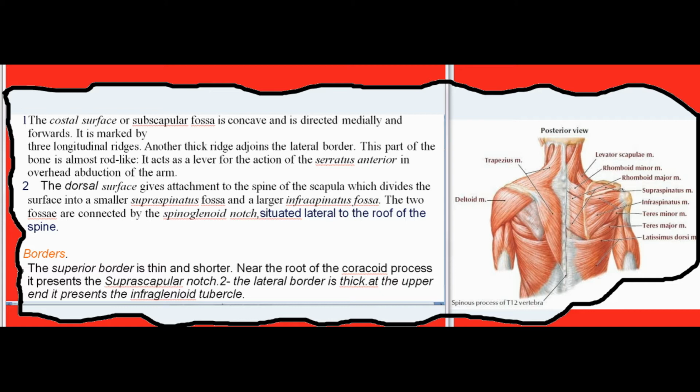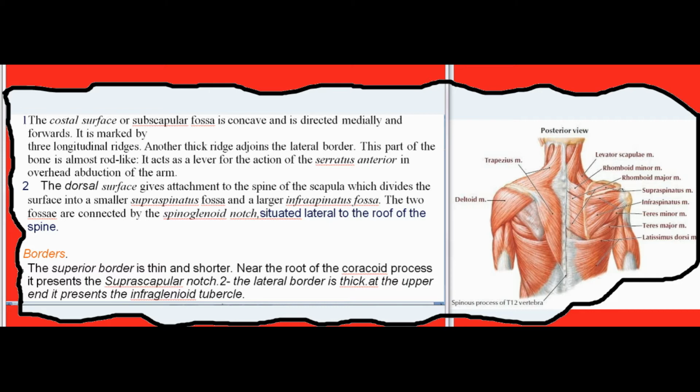2. The dorsal surface gives attachment to the spine of the scapula, which divides the surface into a smaller supraspinatus fossa and a larger infraspinatus fossa. The two fossae are connected by the spinoglenoid notch situated lateral to the root of the spine. Borders. 1. The superior border is thin and shorter. Near the root of the coracoid process it presents the suprascapular notch.